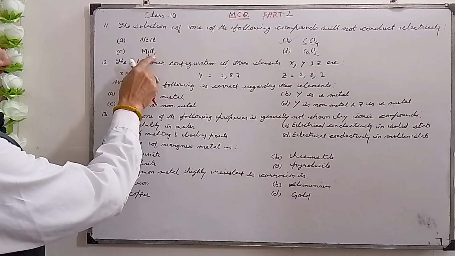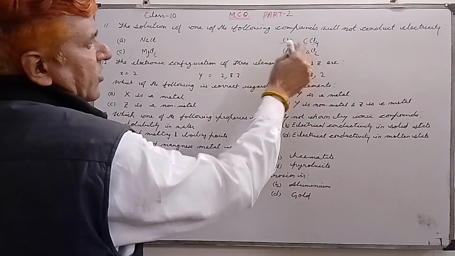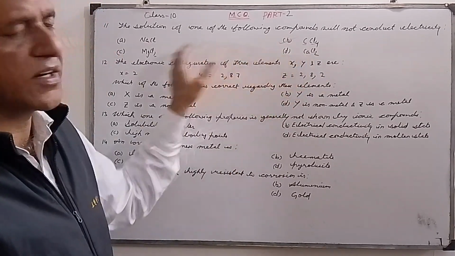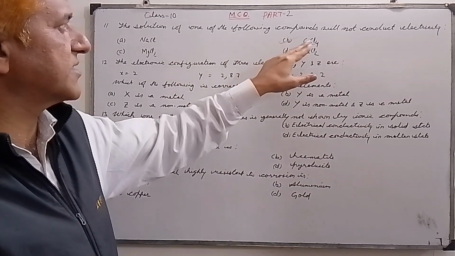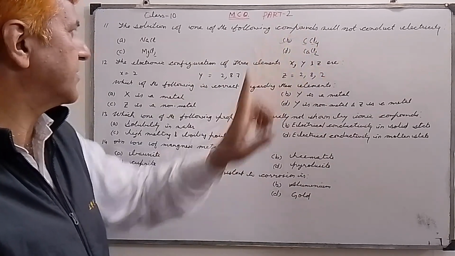And magnesium chloride is an ionic compound made up of metal and non-metal. Calcium chloride is also an ionic compound made up of metal and non-metal. So their solutions will conduct electricity, but the solution of carbon tetrachloride will not conduct electricity.